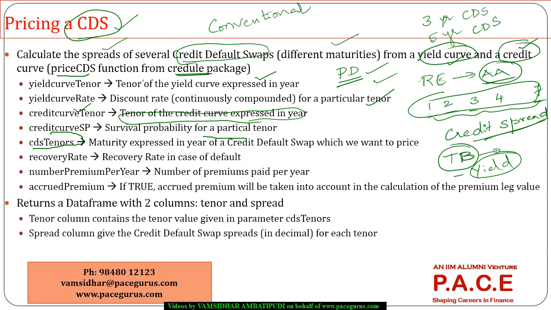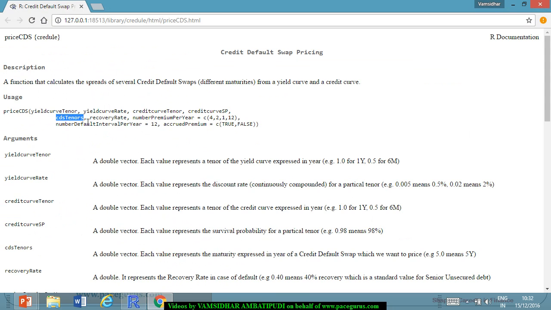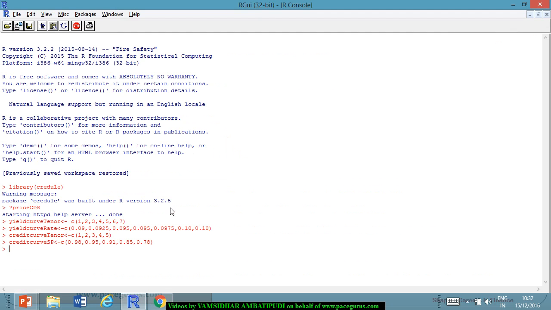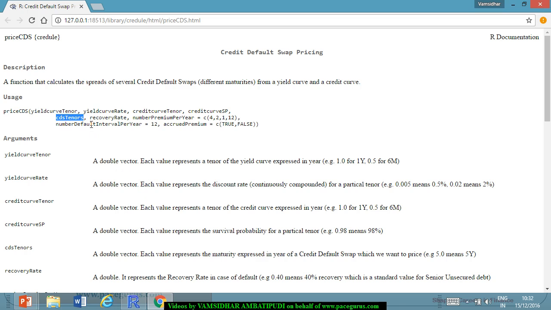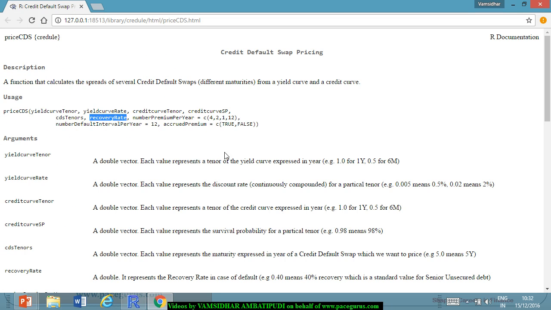Then I need to give the CDS tenure, for what periods I want to compute the value of the credit default swap. So I want to talk about two CDSs: one is a 3-year CDS and the other one being a 5-year CDS. I want to find out recovery rates also. In all the cases the credit rating is the same, so let me assume that the recovery rate is around 50%. So I'm giving it as 0.5. In case the default occurs, the compensation has to be done only for the remaining 50%.